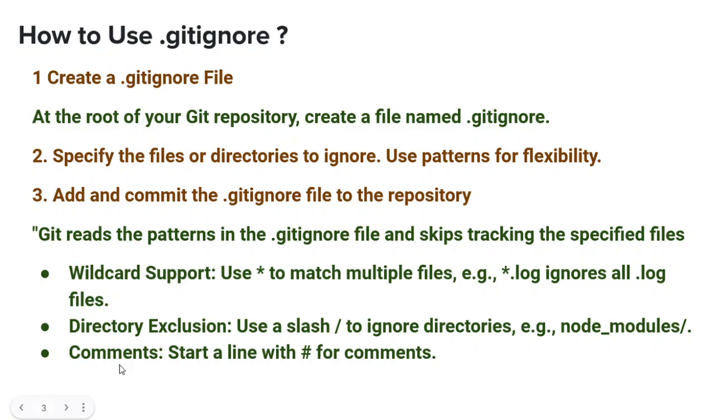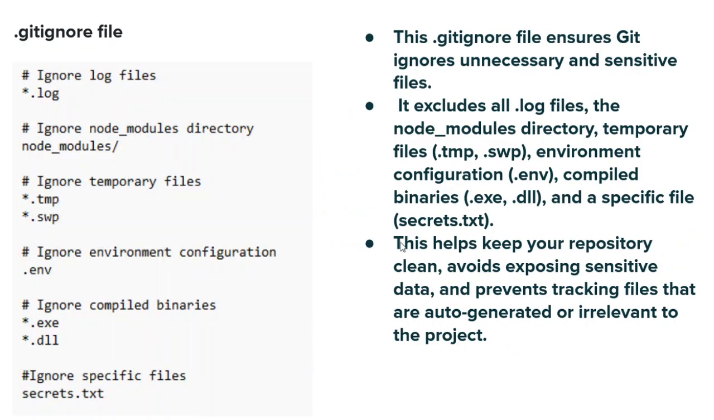We can also specify if you have some folder or directory from which we want to exclude all the files. For example, if you have a folder called node_modules and you don't want to track whatever files are present in this folder, we can exclude such files by mentioning node_modules/. We can also add comments in our .gitignore file by using hash. So let me show you one simple example.